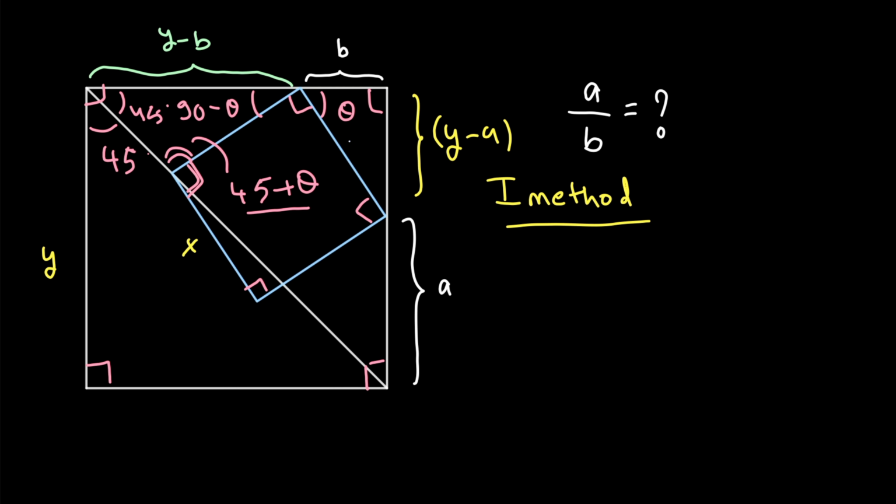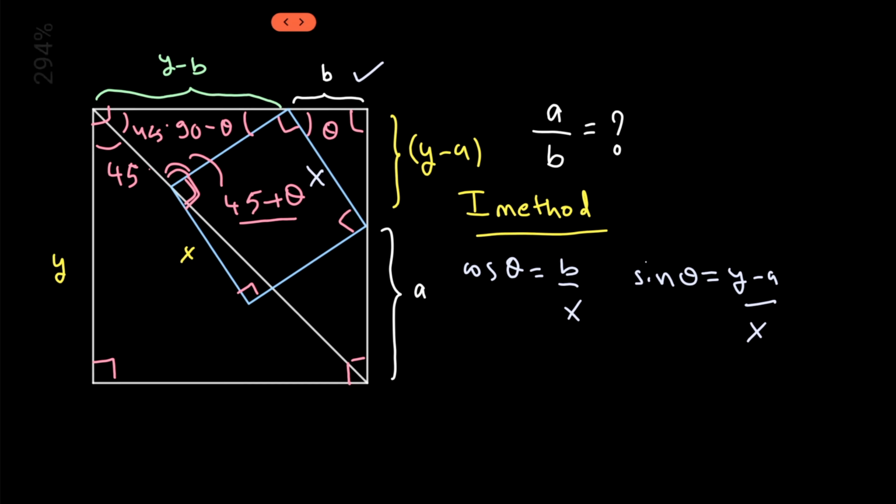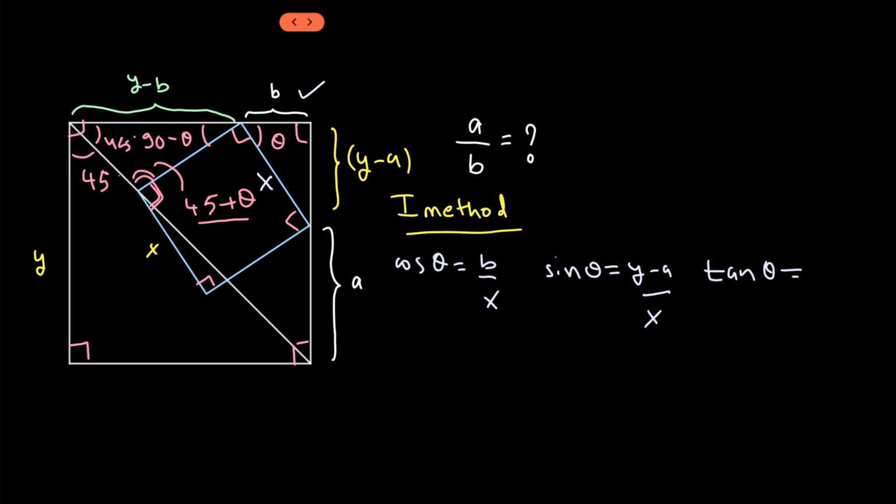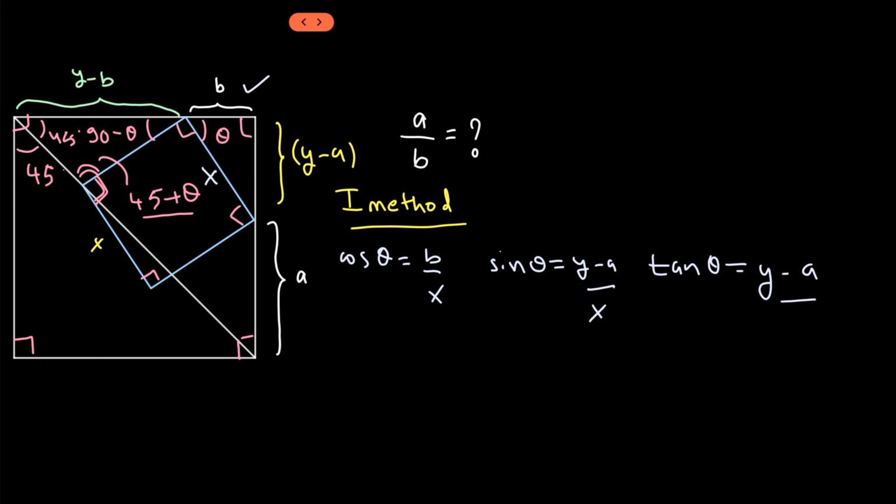The first thing that I can see over here is that in this right angle triangle, we have the angle theta, we have the value for the base, that is b, we have the value for the height, that is y minus a, and the hypotenuse is ultimately the side of the smaller square, which we have taken as a variable x. Okay, so in this right angle triangle, we can easily say that the value of cos theta would be equal to b upon x. The value of sine theta would be equal to y minus a upon x, and similarly the value of tangent theta, that is tan theta, would be equal to y minus a divided by b.